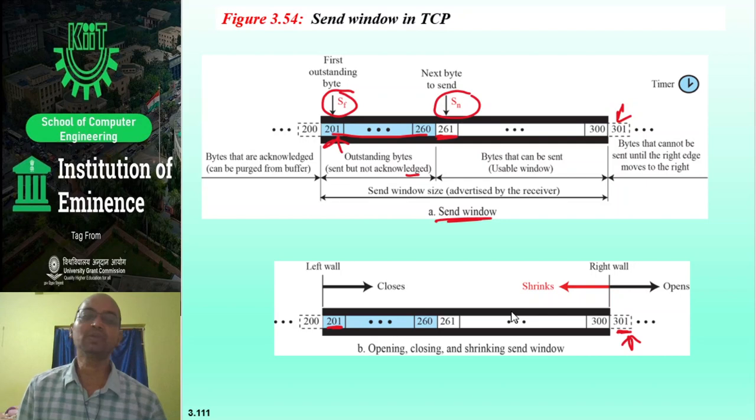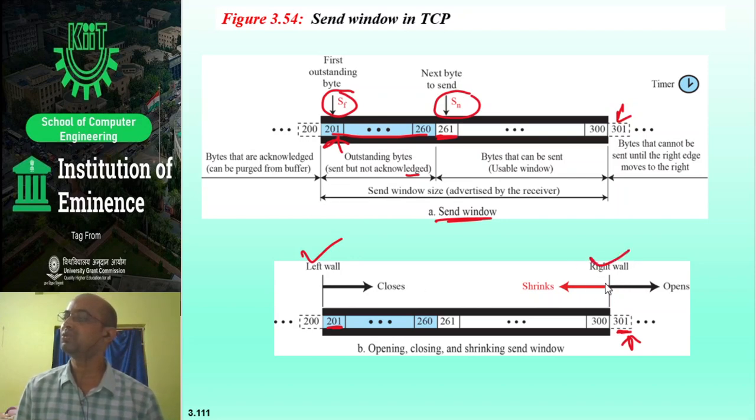So depending upon the acknowledgement, this is called the left wall, which you represent as SF, and this is the right wall, the value up to which data can be transmitted. The left wall will move towards the right and the right wall will move towards the right. The left wall moving towards the right is called close, the right wall moving towards the right is called open, but when the right wall moves towards the left, that is called shrink. So that is the criteria for it, we will discuss it later.